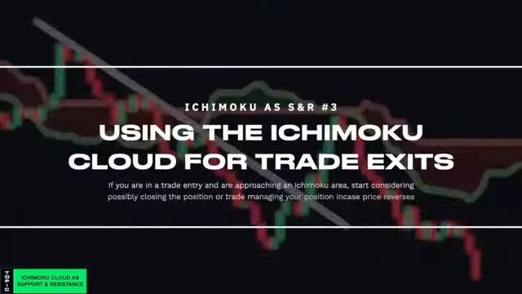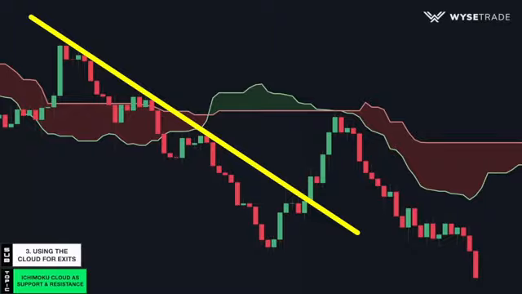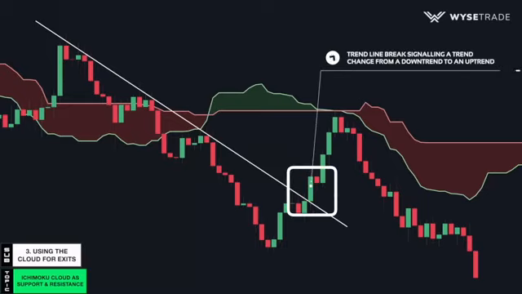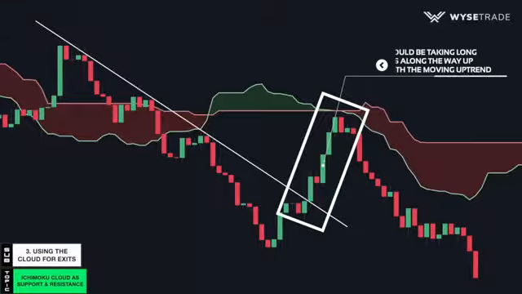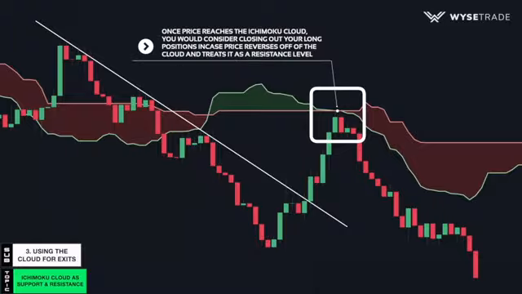So now you can also use the Ichimoku cloud for trade exits. You have your moving downtrend. You have your trend line connecting the swing highs. Once price broke through the trend line, signaling a trend change from a downtrend to an uptrend, you would be taking long entries through finding long trade setups on the lower intraday timeframes. Then, once price reached the Ichimoku cloud, you would consider closing out those long positions in case price reversed off the Ichimoku cloud. So moving on to the next strategy.